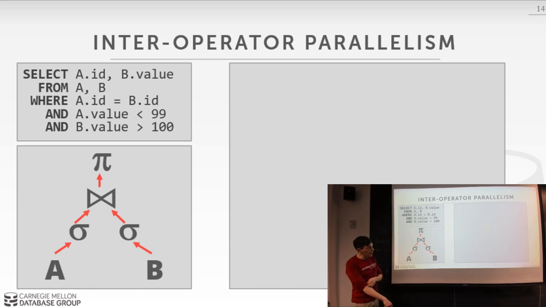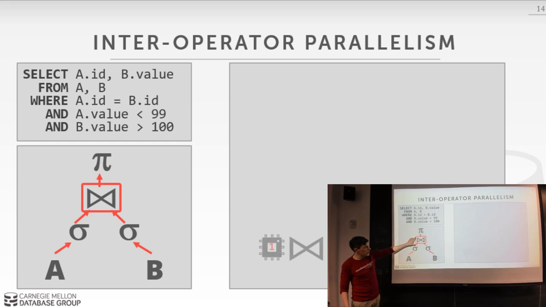Okay, so now inter-operator parallelism. The idea here is that we're going to allow one operator to run in one thread, while other operators below it are also running at the same time, and they're all emitting tuples and pushing them up into the query plan, depending on how you're looking at it. And they don't need to coordinate, other than knowing that they have to block until the operator below it produces the tuples that it needs.